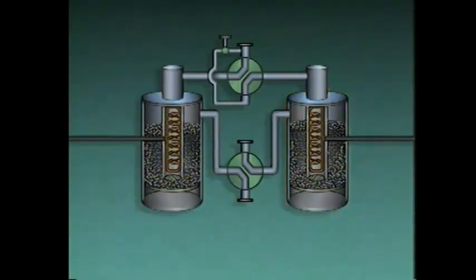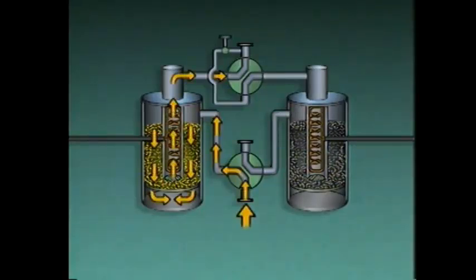In this example, the dryer is set up so that each tank can either be an active tank or a regeneration tank, depending on the positions of the four-way valves. The desiccant in the active tank removes moisture from the gas that flows through it. Most of the dry gas leaves the dryer through the gas outlet.